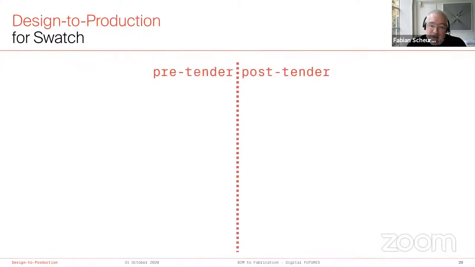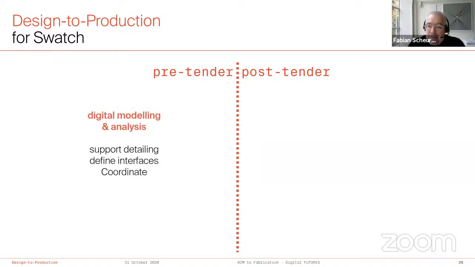And the challenge, of course, for us was that we had a twofold process in this whole planning process, cut in half by the tender stage. So there was a pre-tender stage where we did digital modeling and analysis on behalf of the client, Swatch, represented by Hayek Engineering, as part of the overall planning team with architect, engineer, timber engineer, facade engineers, and many others, and support them in the detailing, define the interfaces between the trades, and coordinate them in a 3D model.